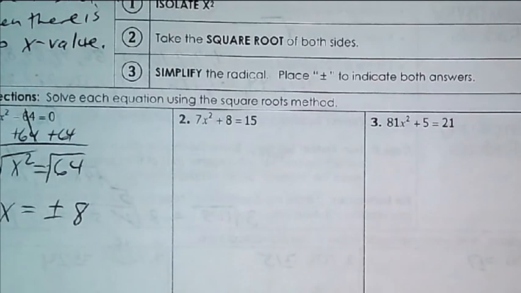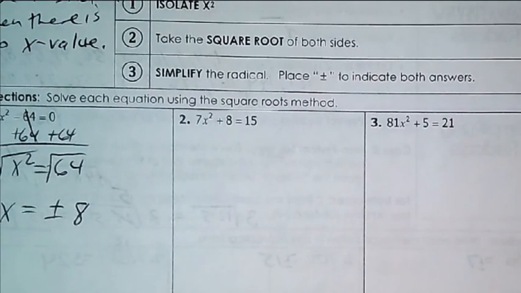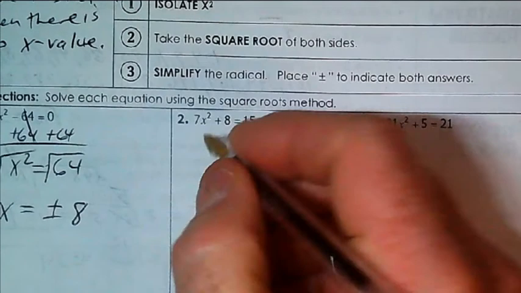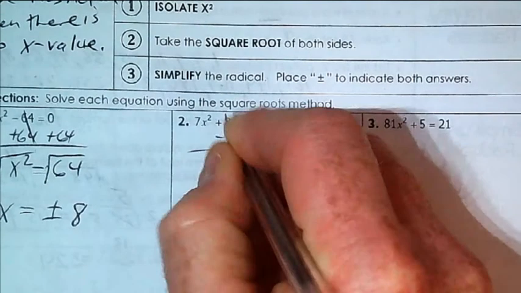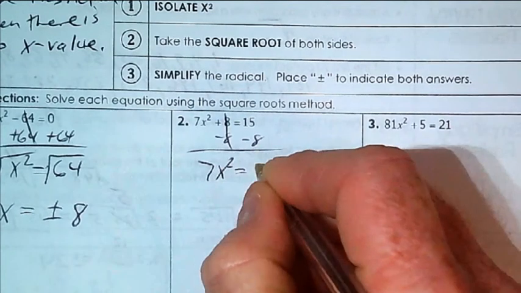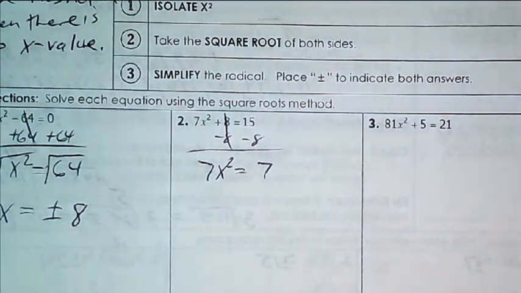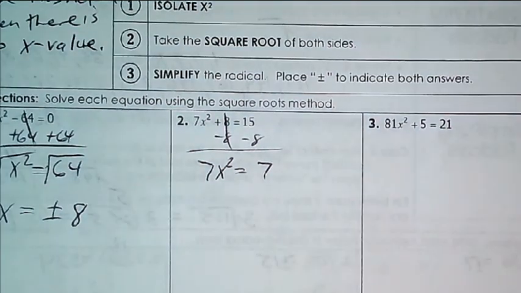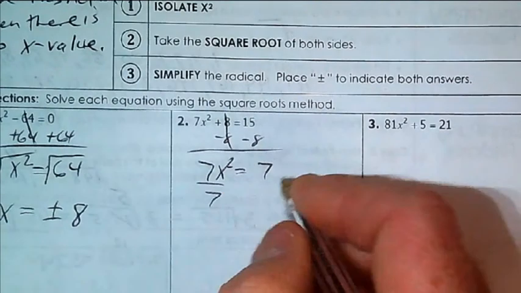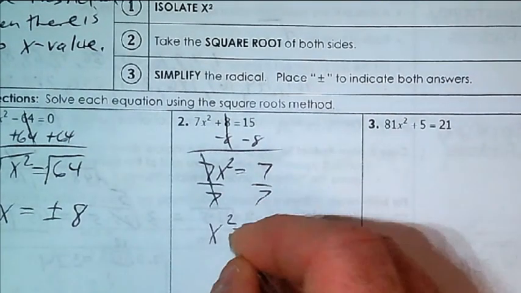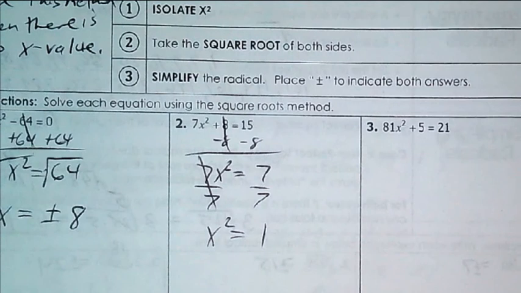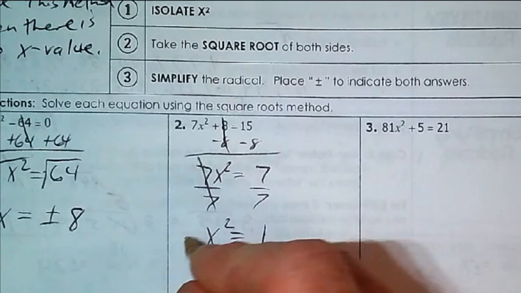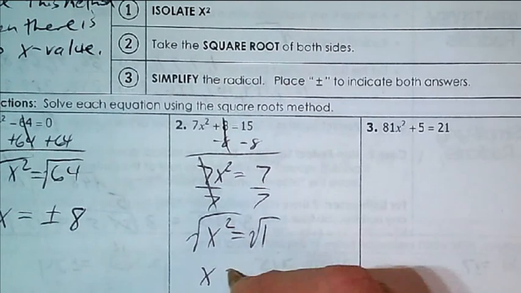Let's look at number 2. Now, the first step is to try to get the x squared by itself, right? So, minus 8. 7x squared equals 7. Now what? Divide both sides by 7. x squared equals 1. Now take the square root of both sides. So x equals plus minus 1.